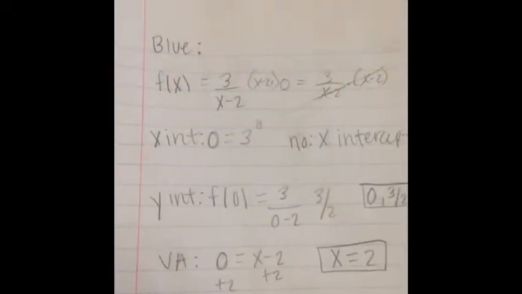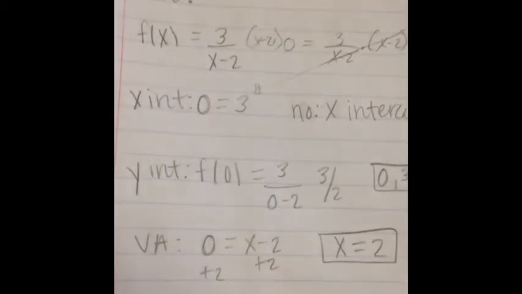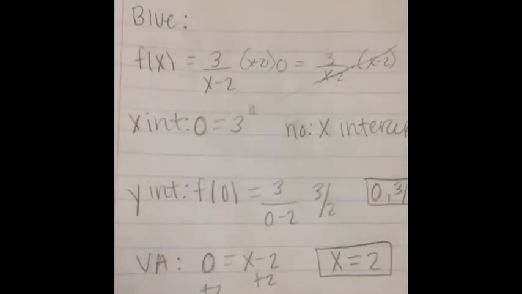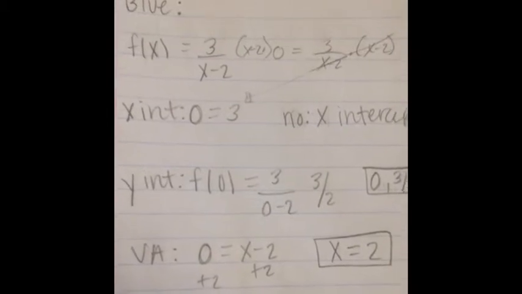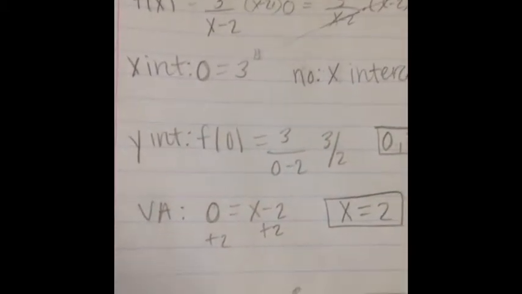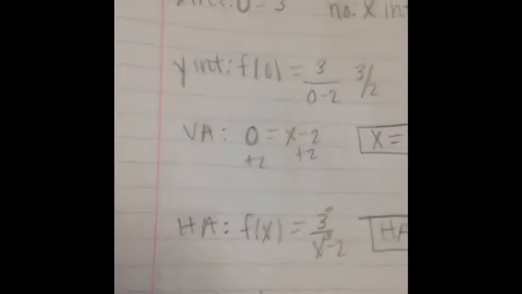Okay, so for this equation, our equation is f of x equals 3 over x minus 2. And you guys already know how to do the x-intercept and the y-intercept, so I'm going to be going over the vertical asymptotes and the horizontal asymptotes.